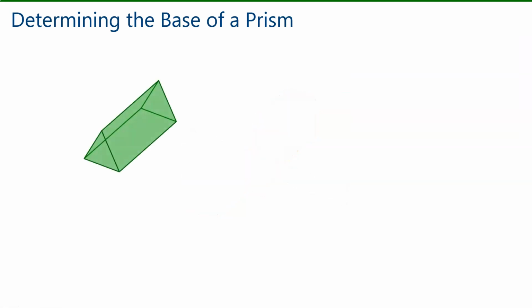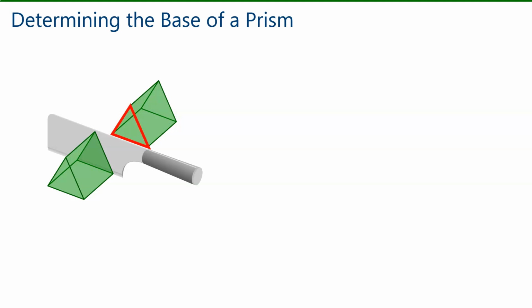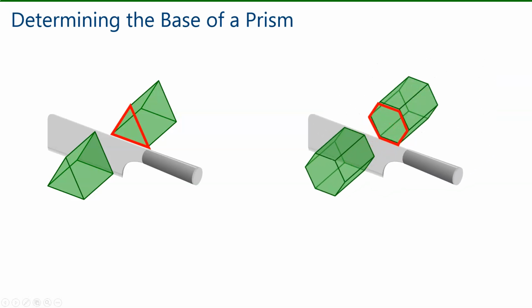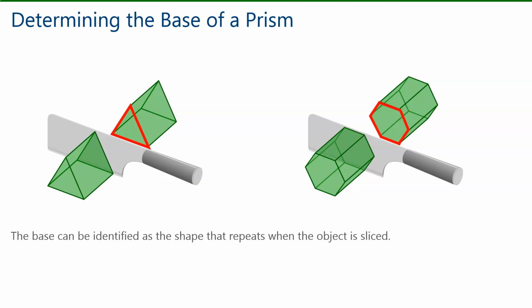This object is a triangular prism because it has two congruent triangular bases. The remaining three sides are rectangles. When I slice this object, the triangular base will repeat across the object, so we can clearly see that the base is a triangle. If I was to slice a triangular prism in the opposite direction, the slices wouldn't be identical. This object is a hexagonal prism because it has two congruent hexagonal bases. When I slice this object, we can clearly see that the hexagon repeats across the length of the object. The base can be identified as the shape that repeats when the object is sliced. So therefore, the second object is a hexagonal prism because the hexagon repeats each time another slice is made.